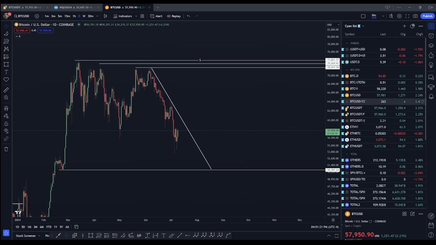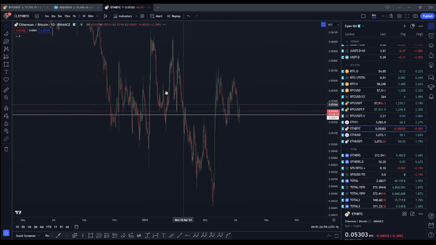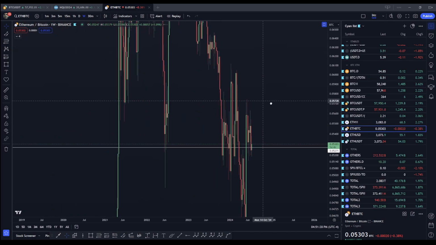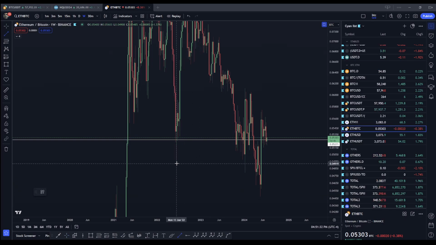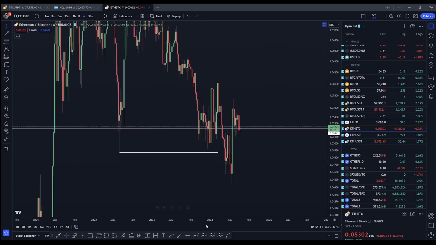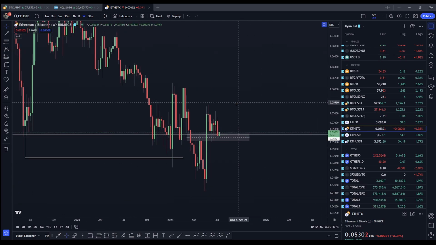I was talking to some other majors. ETH is a little bit weird to me. I don't really understand the chart. We did get a sweep here, and we got another one. Another one. So two manipulation legs, and then it's kind of respecting the weekly IFEG here. So that's something to note.